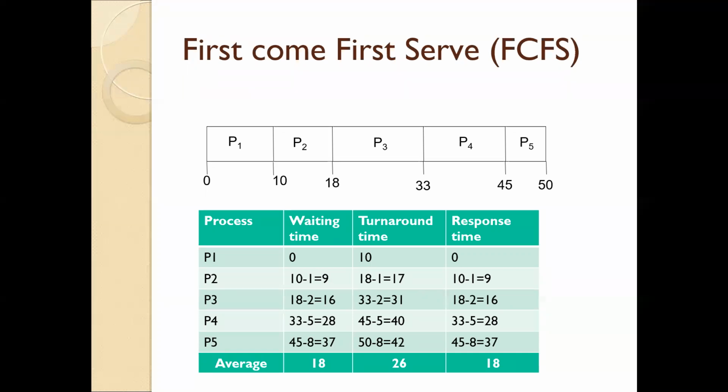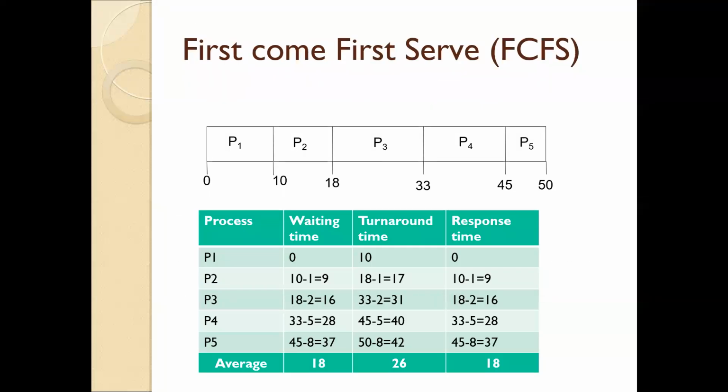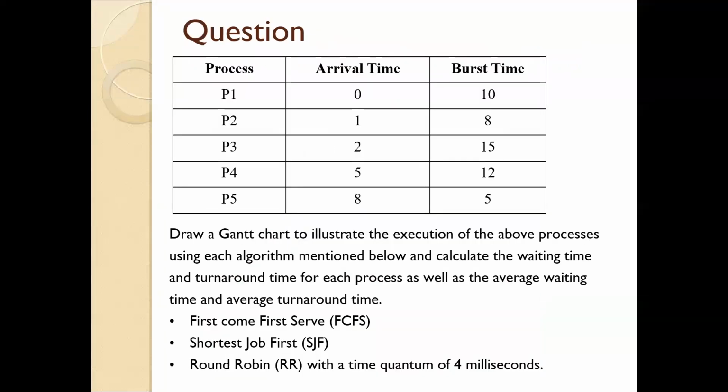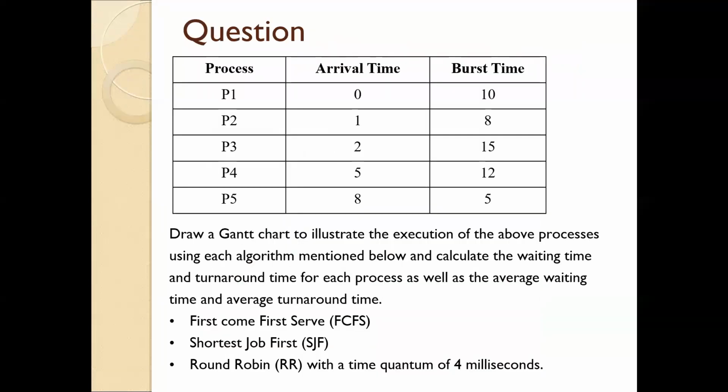Right? So P1 will execute for 10 milliseconds because the burst time is 10, right? So P2 arrives at 1 millisecond, right? And then it will start its execution from 10 to 18 because the burst time is 8.